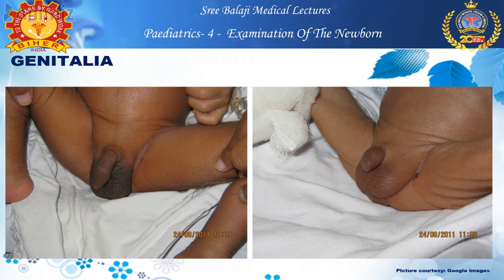Now look at the genitals of the preterm, which is on the right side. The pigmentation and rugosity of the scrotum is less, and in a term, the pigmentation and rugosity are very well seen and it is normal. So to differentiate a preterm and a term male baby, you should look at the pigmentation and rugosity of the scrotum.